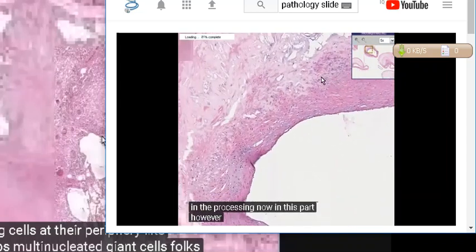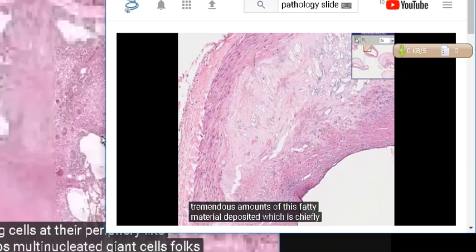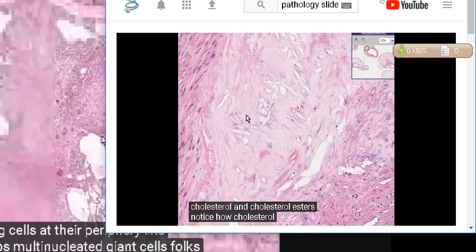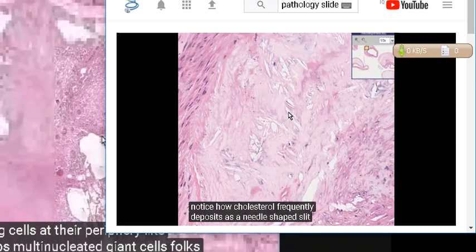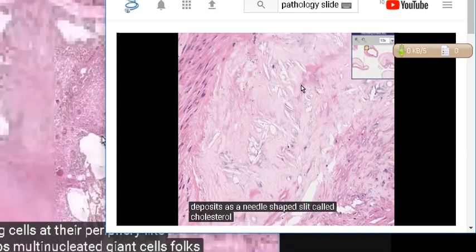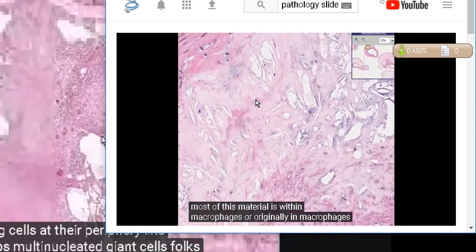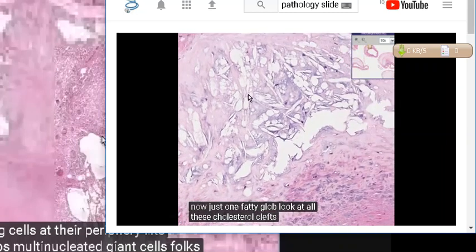Now, in this part, however, subendothelially, we have tremendous amounts of this fatty material deposited, which is chiefly cholesterol and cholesterol esters. Notice how cholesterol frequently deposits as a needle-shaped slit called cholesterol clefts. And please note that most of this material is within macrophages, or originally in macrophages. Now it's just one fatty glob. Look at all these cholesterol clefts.